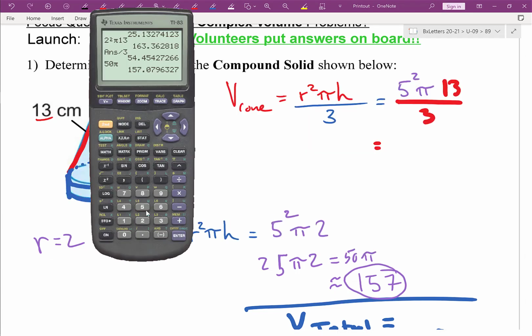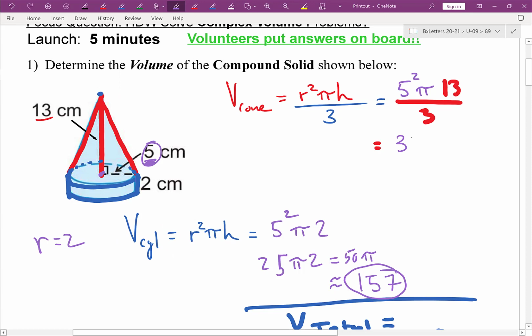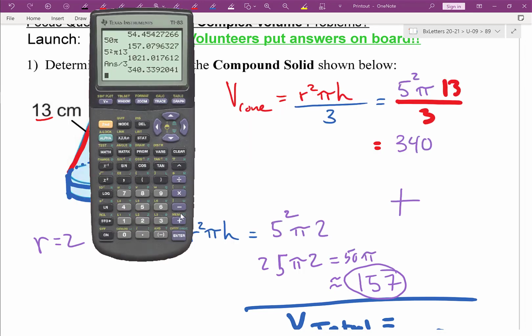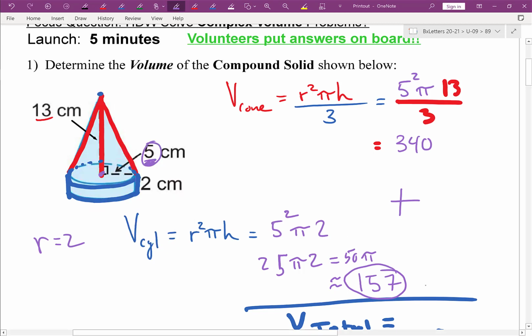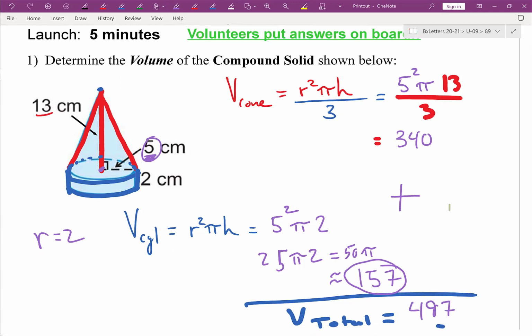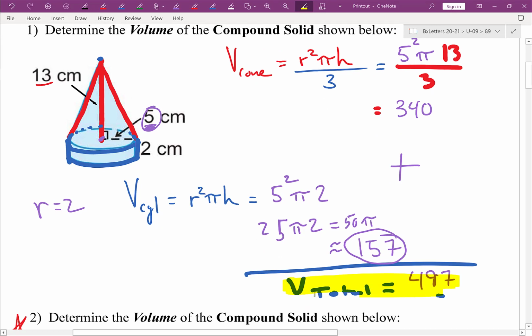And then in the other one, we'll have 5 squared pi 13 divided by 3. Yeah, so 340 we'll call it. And then we're adding. So 340 and 157 is 497. So if you got something around 497, that's the volume of the total.